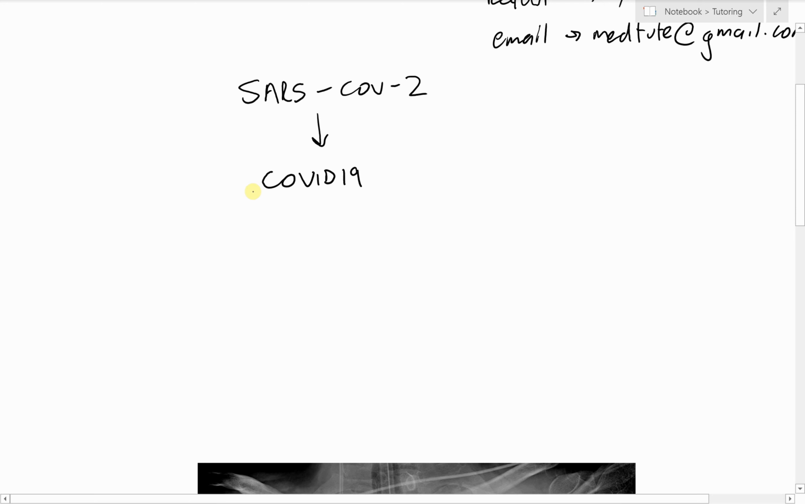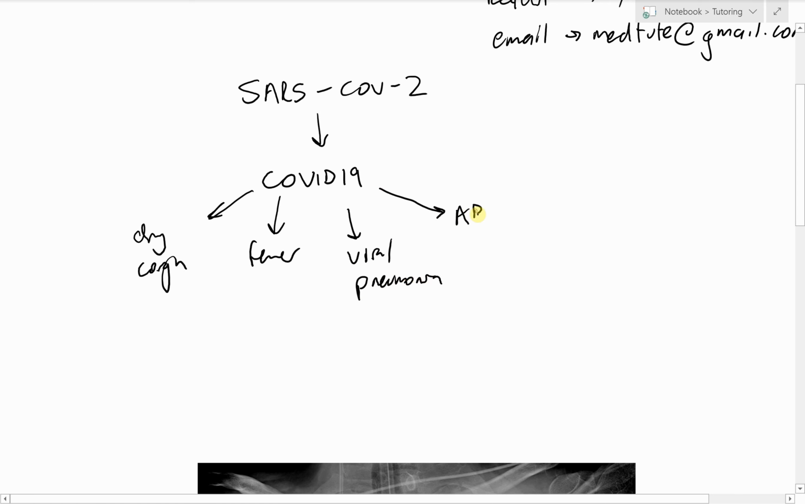COVID-19 has a spectrum of disease. It ranges from a dry cough, fever, through to a viral pneumonia, and all the way through to an ARDS type picture. ARDS stands for acute respiratory distress syndrome, and it's these patients that are critically unwell and they require an ICU admission, intubation, and ventilation.